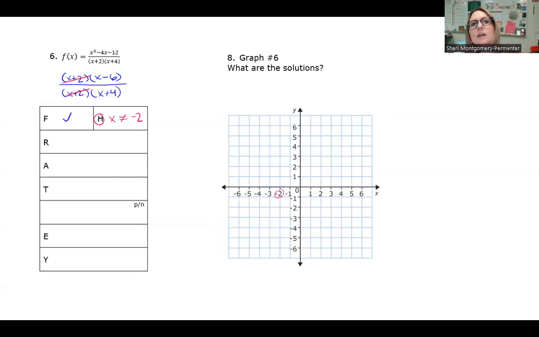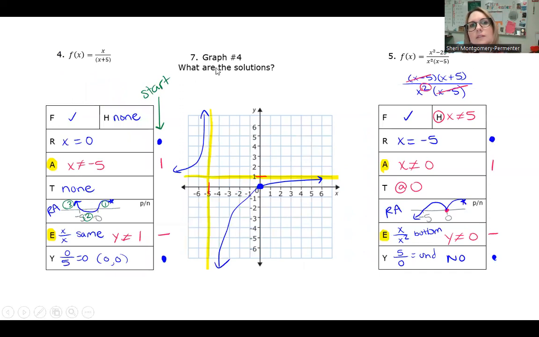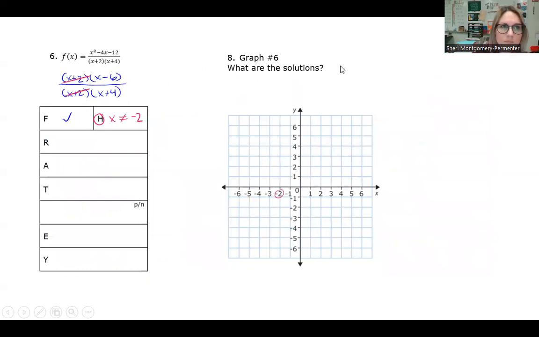I forgot part of this question. It says, what are the solutions? The solutions for anything are what? X-intercept. So do we have one? Where? That's your solution. All right, when I go to make my roots, I'm going to put them as points. They come from the top. So what is x going to equal? Very good.